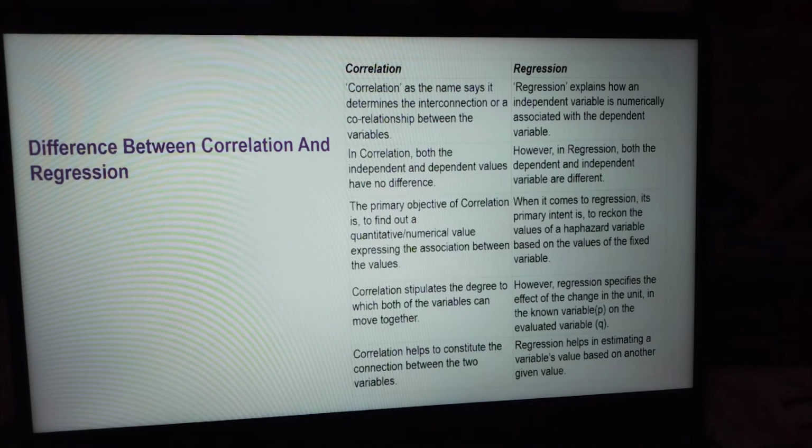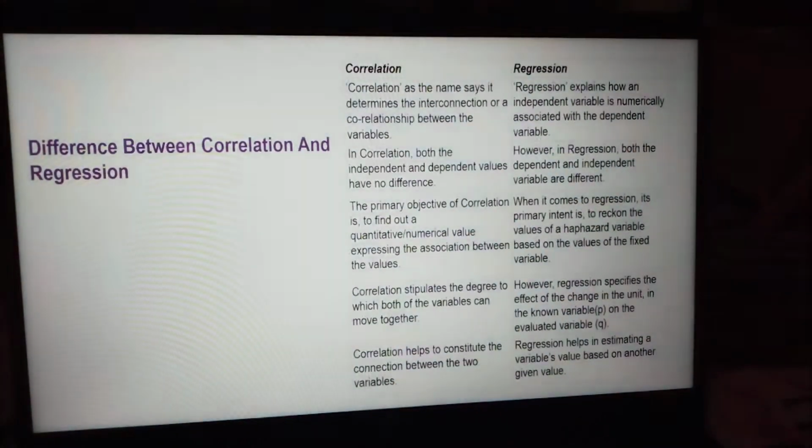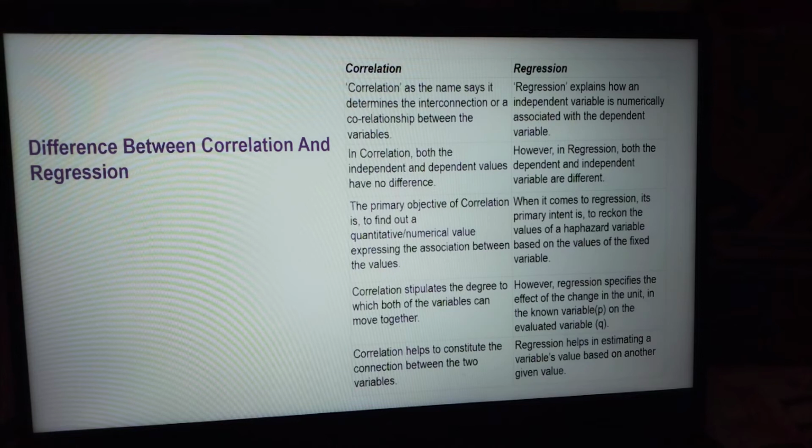But in correlation, we are understanding the degree of relationship. Degree means what kind of relationship is that? It can be positive, it can be negative, it can be strong, it can be weak. But in regression there is no such kind of degree. We are simply going to understand the effect, the relationship between dependent and independent variable. If one variable is increasing, what will be the effect on another variable? But in correlation, there is no such concept. We are just simply calculating the interconnection between variables.